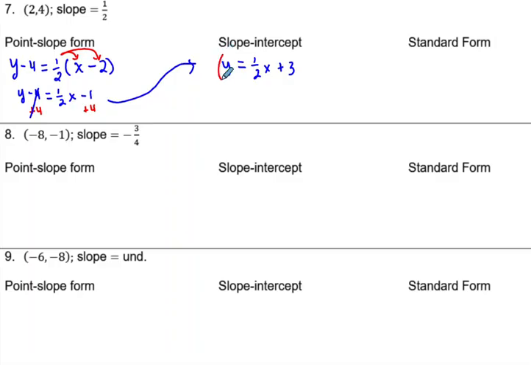same process. We're going to multiply both sides of my equal sign by 2 to clear it. So that's going to be 2y equals 1/2 of 2, that's just 1x, plus 6. 3 times 2 is 6. Take this over, subtract 1x on both sides.